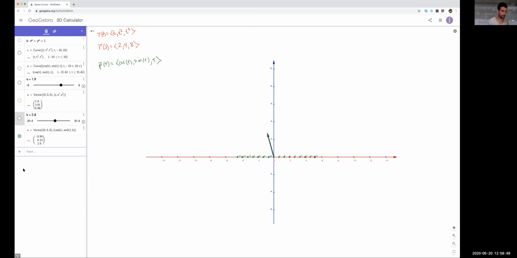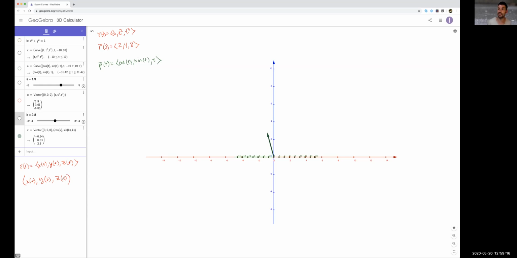In general, if I have a function r of t equals x of t, y of t, z of t, I can think of the corresponding parametric equations. All I'm doing is changing the hard bracket to a soft bracket and thinking of it as something that spits out a set of points.